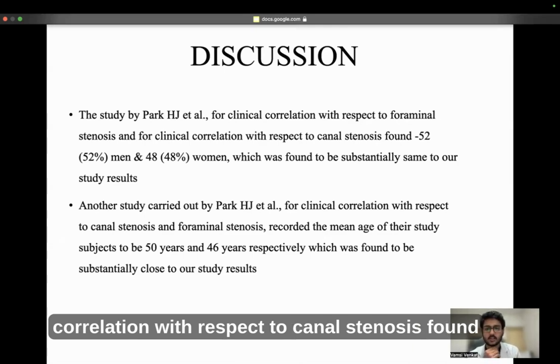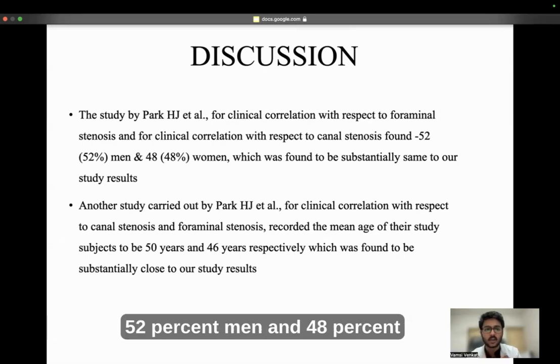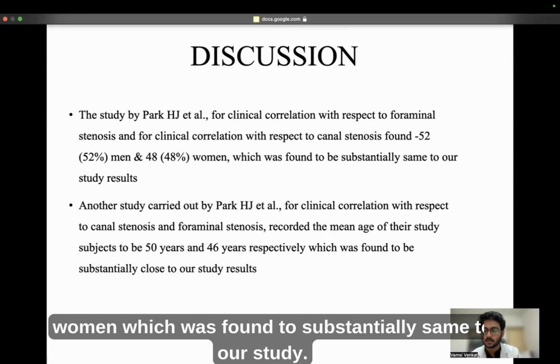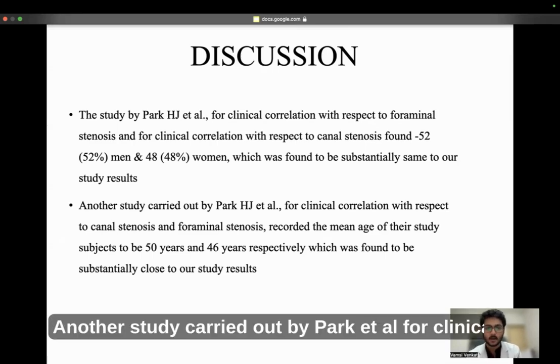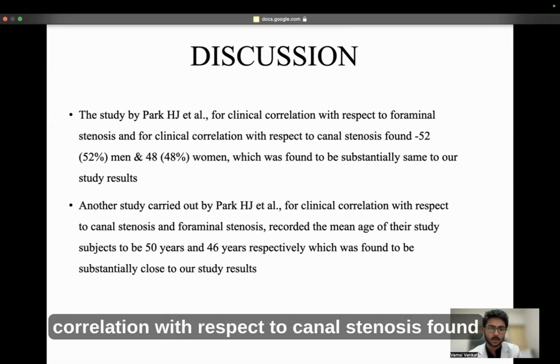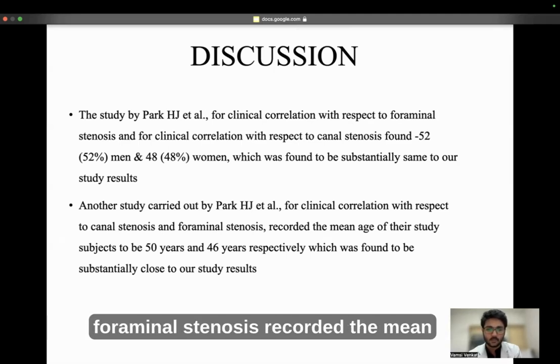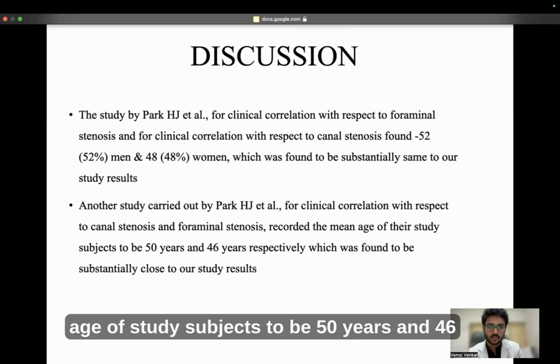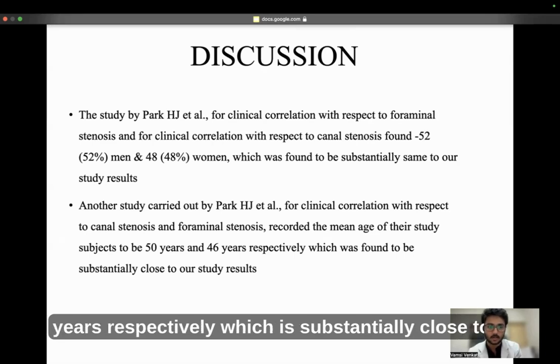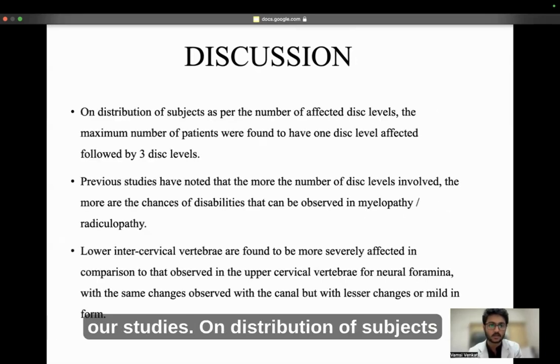Coming to the discussion, the study by Park for clinical correlation with respect to foramen stenosis and clinical correlation with respect to canal stenosis found 52% men and 48% women, which was substantially the same as our study. Another study carried out by Park et al. for clinical correlation with respect to canal stenosis and foraminal stenosis recorded the mean age of the study subjects to be 50 years and 46 years respectively, which is substantially close to our study.